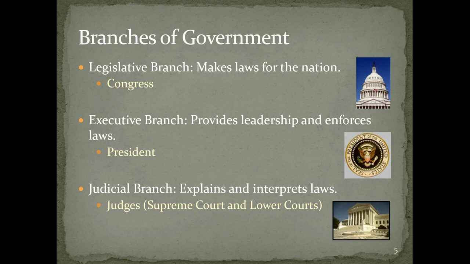The three branches are the legislative branch that makes the laws for the nation. That would be Congress. We have the executive branch that provides leadership and enforces the laws. That's the president. And then we have the judicial branch, which explains and interprets the laws, which are the judges. In the federal level, we have the Supreme Court, and it always goes down through to the lowest courts.